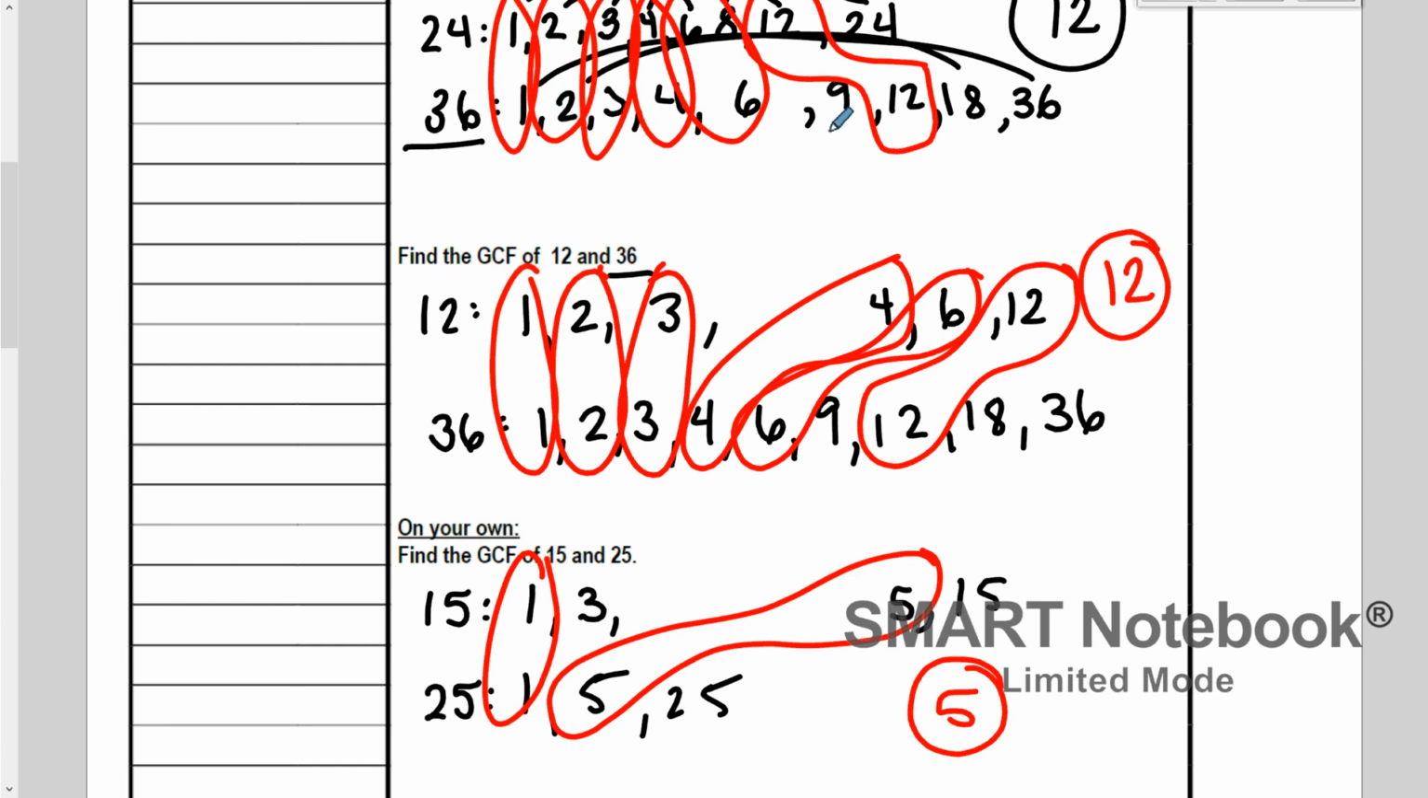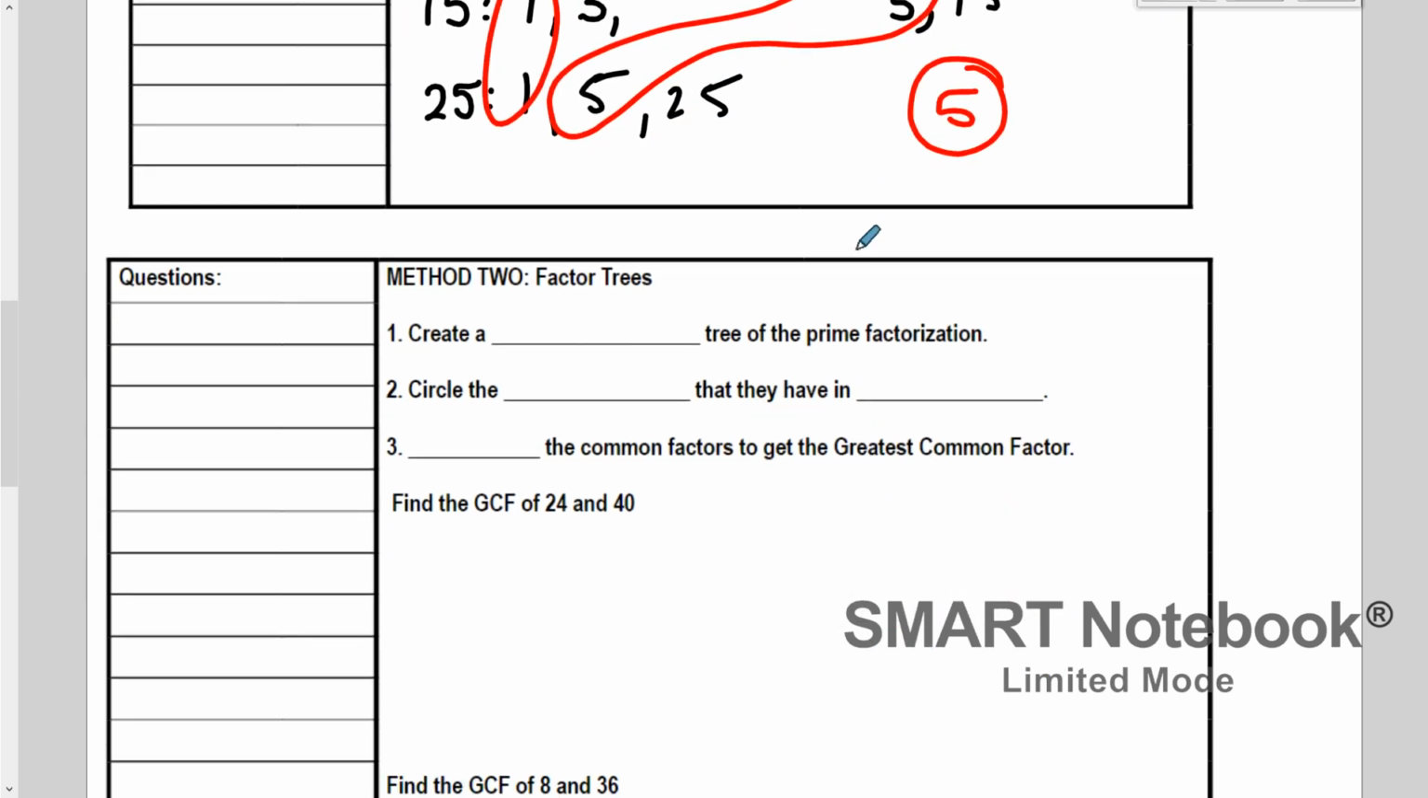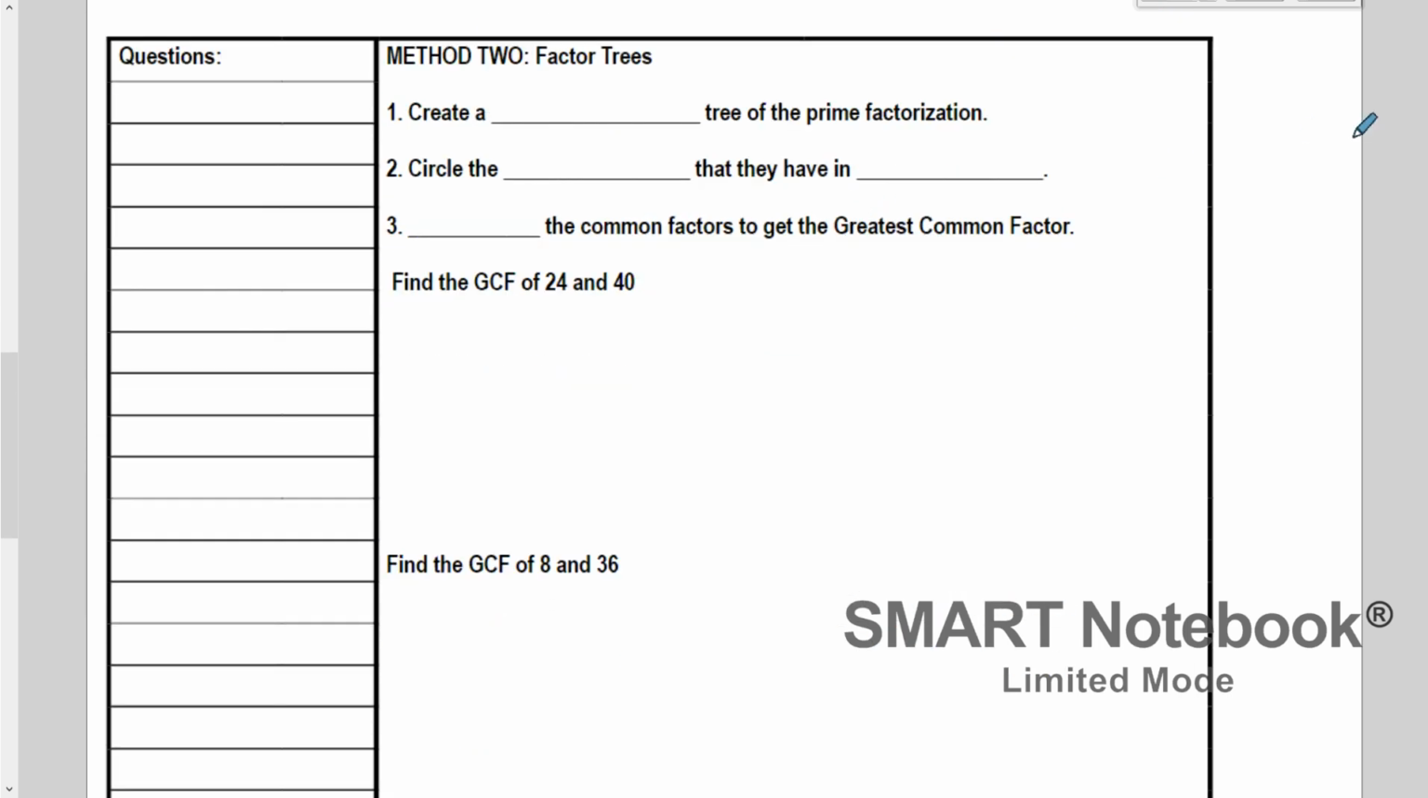You can absolutely use multiplication charts for this, but our multiplication charts don't go up to like 18. So it's kind of tricky to list out those factors. So you might like the second method better if we don't know those factors off the top of our head. Okay, we can use a factor tree using that prime factorization.